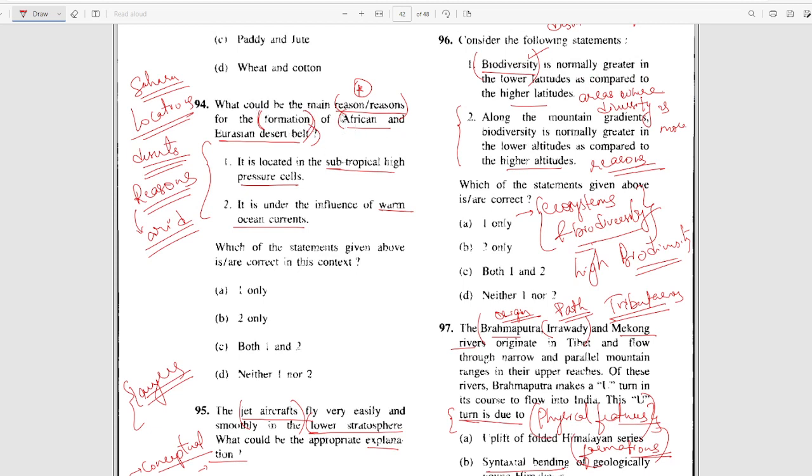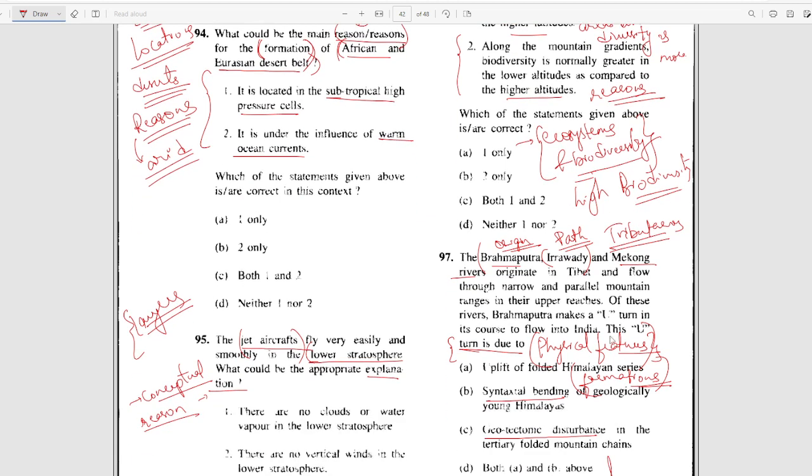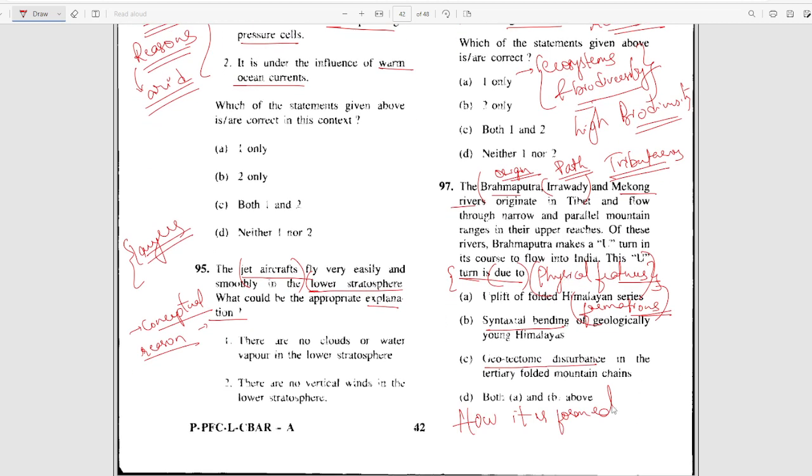Other things they can ask you, they can change this, but the question here they'll ask you the same. Even here they have asked that this U-turn is due to, again, how that was formed. Whether that was due to uplift of folded Himalayan series, syntaxial bending of geological young Himalayas, geotectonic disturbances in the tertiary folded mountains. So similarly, they can ask you how the black soil is formed, and they can ask you about plateaus, and about islands, specific islands, why certain mountain ranges are next to the coasts, and how they are formed, what are the reasons.